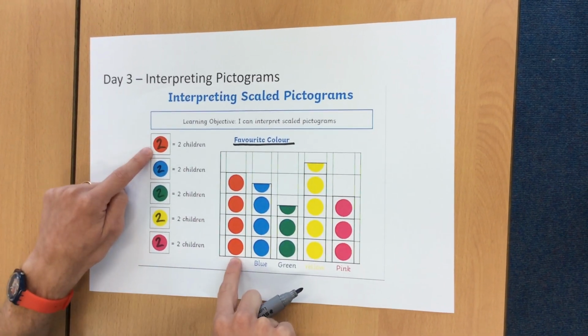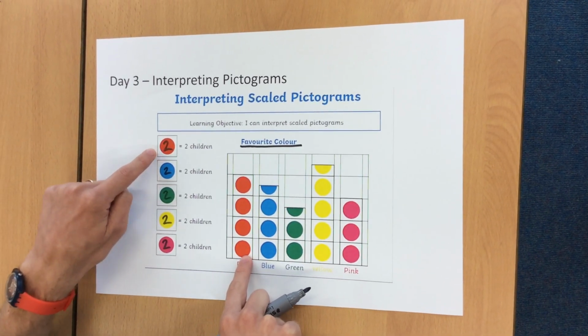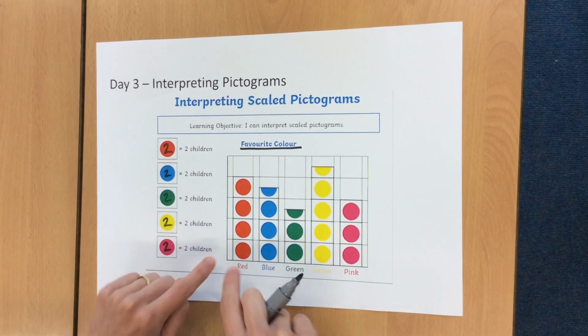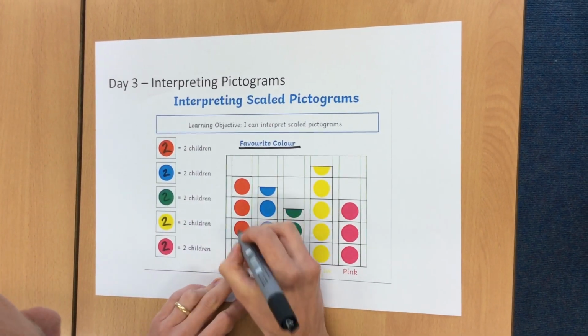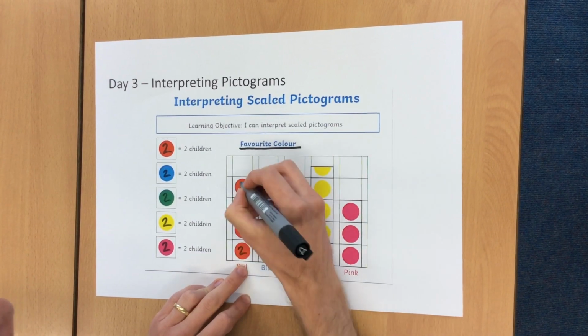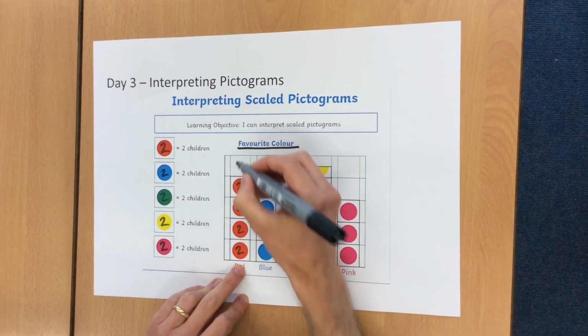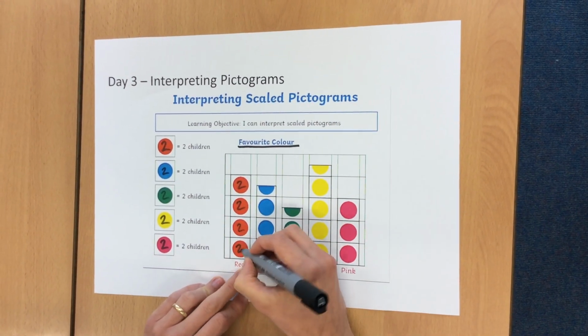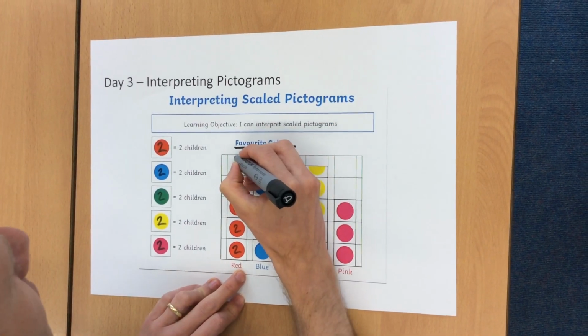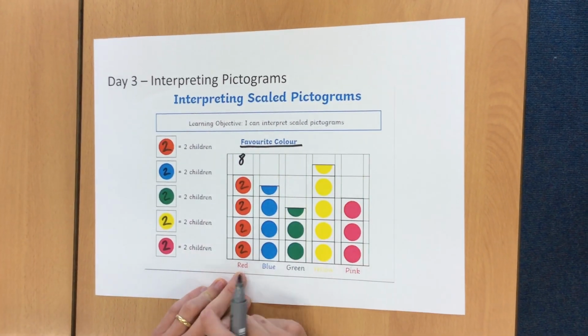Now, I've already noticed that for every one counter, that's the same as 2 children. So what I'm simply going to do is put a 2 in here, a 2 in here, 2 in here, and a 2 in here. And then I'm going to put a total at the top. So I'm going to count up in 2s: 2, 4, 6, 8. So 8 children voted red.